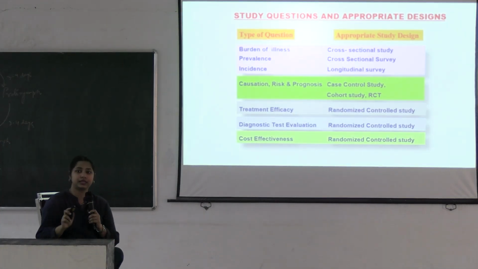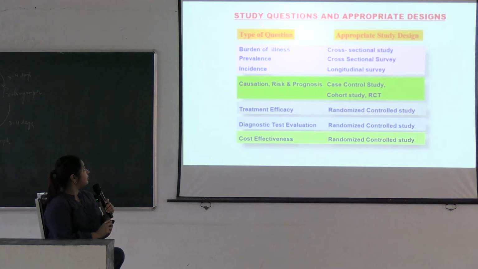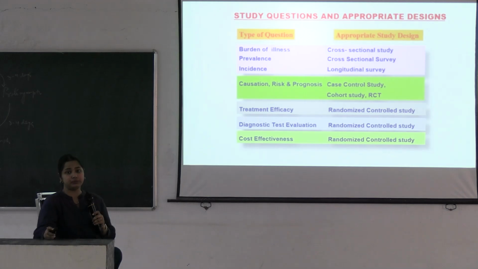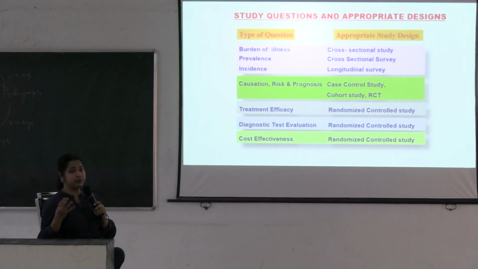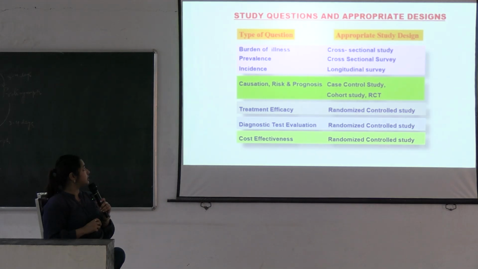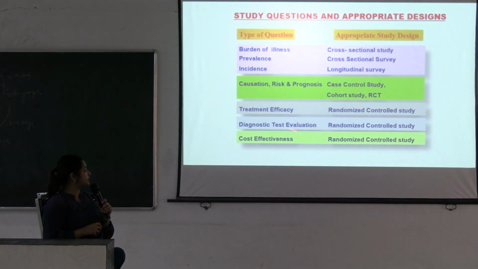So now that we have gone through the experimental study designs, you can see what the study questions and appropriate study designs are. Type of question means the aim and objectives of your study, what you want to find in your study. If you want to study the burden of illness, prevalence, then you do a cross-sectional study. If you want to find out the incidence, or the number of persons developing the disease, then you do a longitudinal survey. If you want to see the causation, risk, prognosis of a disease, you do a case control study, cohort study, and even an RCT. Treatment efficacy: RCT. Diagnostic test evaluation: RCT. Cost effectiveness study: RCT.